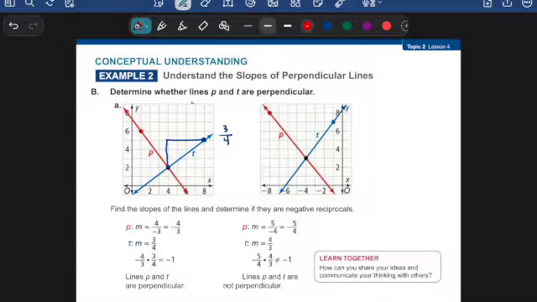For the red line, line P, I have to go down. Let's see, we're using this again. I go down 4, so that's a negative 4, and I go over 3. So my slope for the red line is negative 4/3. Are those negative reciprocals? Yes, they're opposite sign and reciprocals. So that means they are perpendicular.